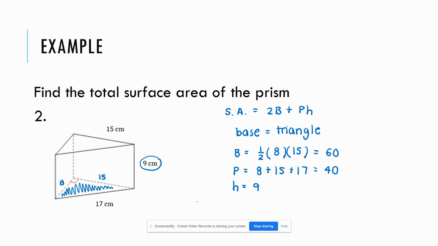So now that I have all my numbers, I'm going to substitute them in to find my total surface area. So 2 times 60 plus, then we'll have 40 times 9. So if I carefully type all of that into my calculator, we will see that our total surface area is 480. And then once again, we want our units, and they have to be squared when we're talking about total surface area. So 480 centimeters squared.